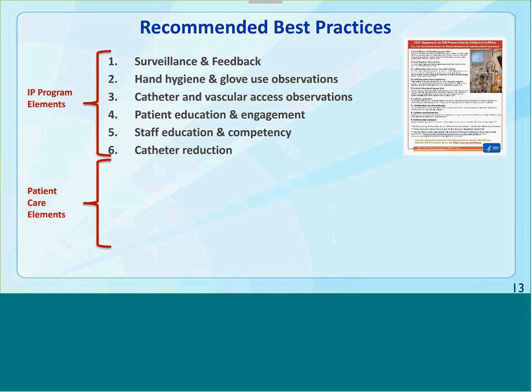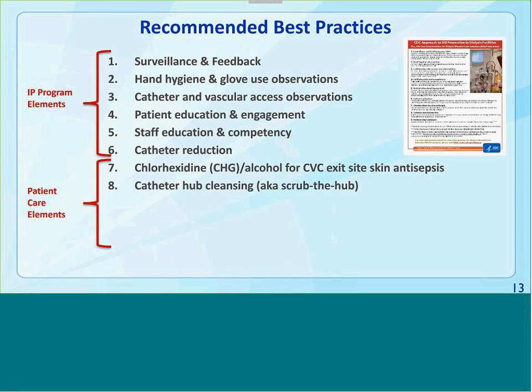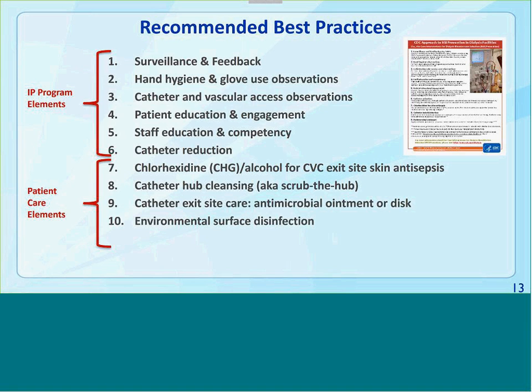And then the next ones are what I call the patient care elements. These are the things that happen at the bedside that are part of the policy and should be happening 100% of the time. So the CHG alcohol for exit site sepsis, the method in which you actually scrub the hub to make sure that you truly are disinfecting the catheter hub, cleansing the catheter exit site, care using an antimicrobial ointment, or some of you may be actually using an antimicrobial disc, and making sure that the environmental surfaces, your routine station disinfection, is being done appropriately, as well as safe injection practices.